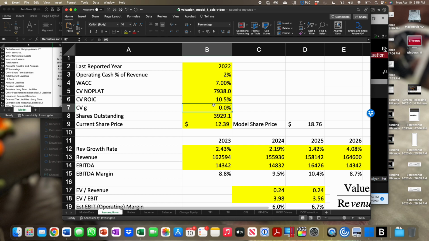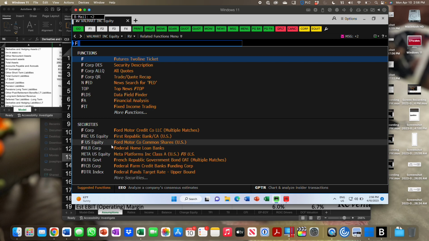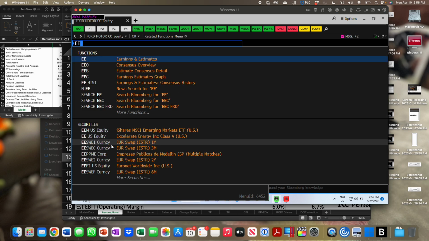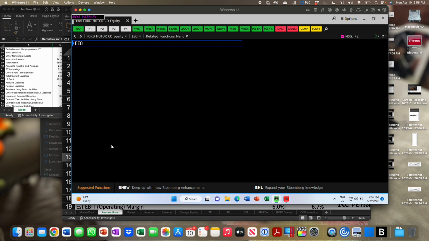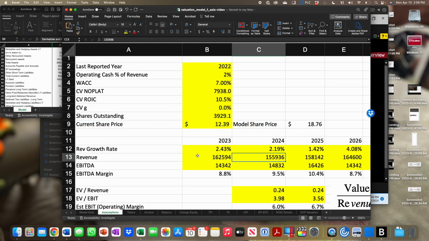Yeah. I think the revenue number for 2023 is off. I think it's 152 instead of 62. For 2023, yeah. I could have easily transposed this wrong, so let me go back to Ford. EEO. 23 revenue, 152,594. Oh, so 162. I don't think that's going to solve our problem. But thank you for helping me correct that.